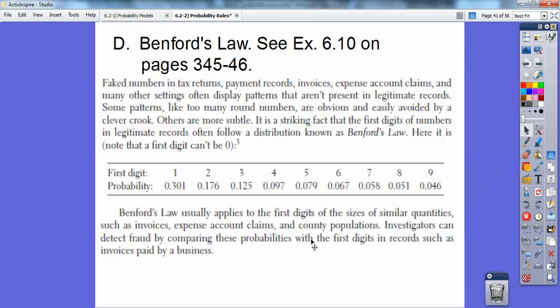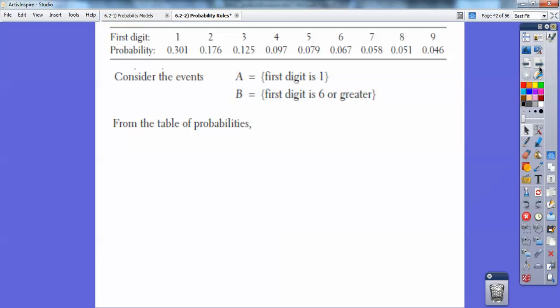So Benford's Law usually applies to the first digit of the size of similar quantities, such as invoices, expense accounts, claims, and county populations. Investigators can detect fraud by comparing these probabilities with the first digit in records, such as the invoices paid by businesses. So consider the event A, that the first digit is 1. Okay, so that would be the probability right there.